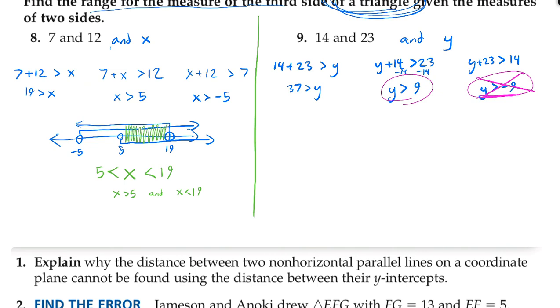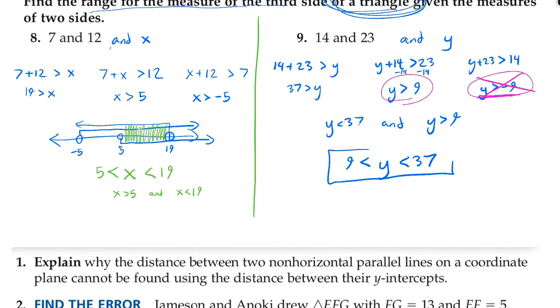So putting these two together, we get y is less than 37 and y is greater than 9. Or another way to write that is y is less than 37 but greater than 9. Remember, it's not or equal to.